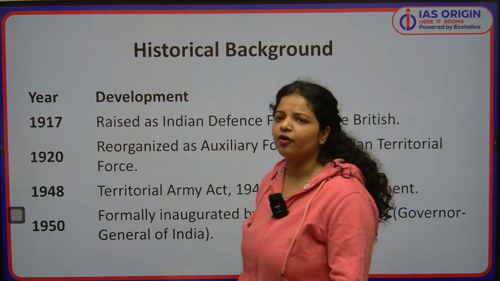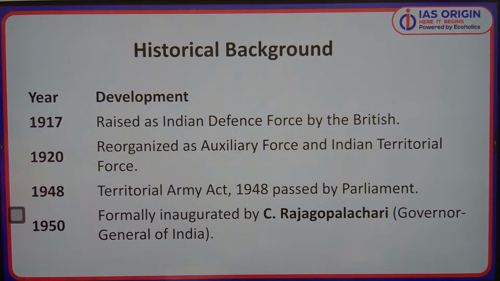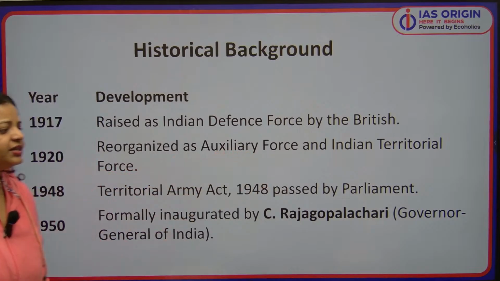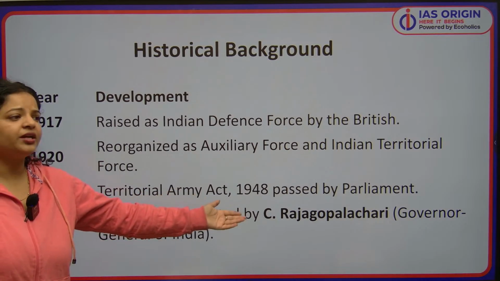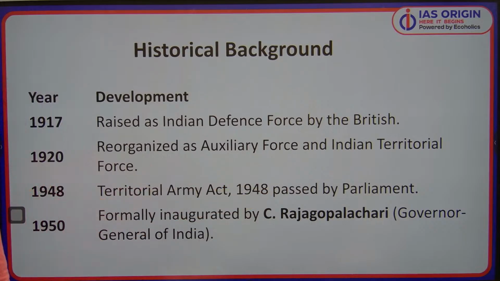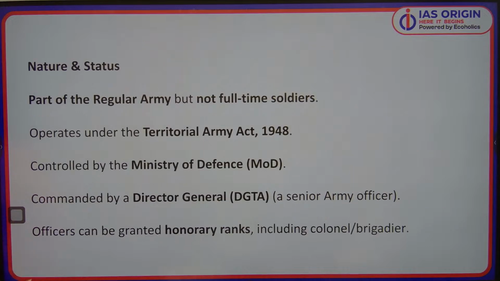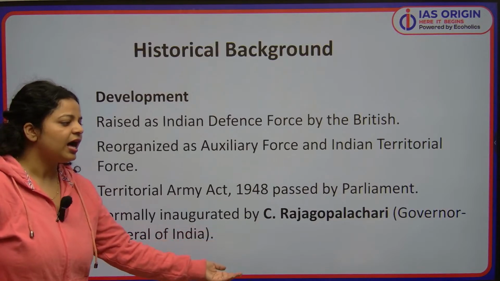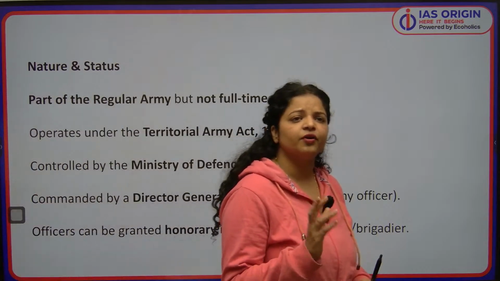How did it start? Obviously it was started by the Britishers. In 1917 it was raised as the Indian Defence Force by the Britishers. Then it was reorganized as an auxiliary force and Indian Territorial Force in 1920. In 1948 Parliament passed the Territorial Army Act and it officially became part of the system, and in 1950 it was formally inaugurated by C. Rajagopalachari, who was the first Governor General. After independence he was the Governor General of India, so he was responsible for implementing this.